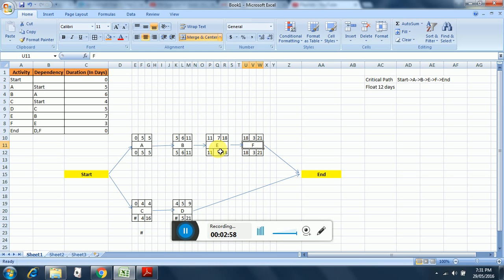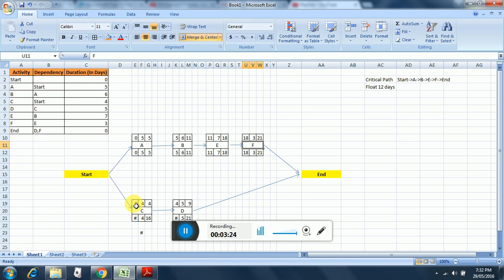Then comes F. F has only dependency on E, has a duration of 3. And this 18 is carried forward. 18 plus 3 equal to 21. So this 21 is the end time for this activity. So it will be completed on the 21st day. So this completes the forward pass for the top flow. Now let's do the forward pass for the bottom flow.